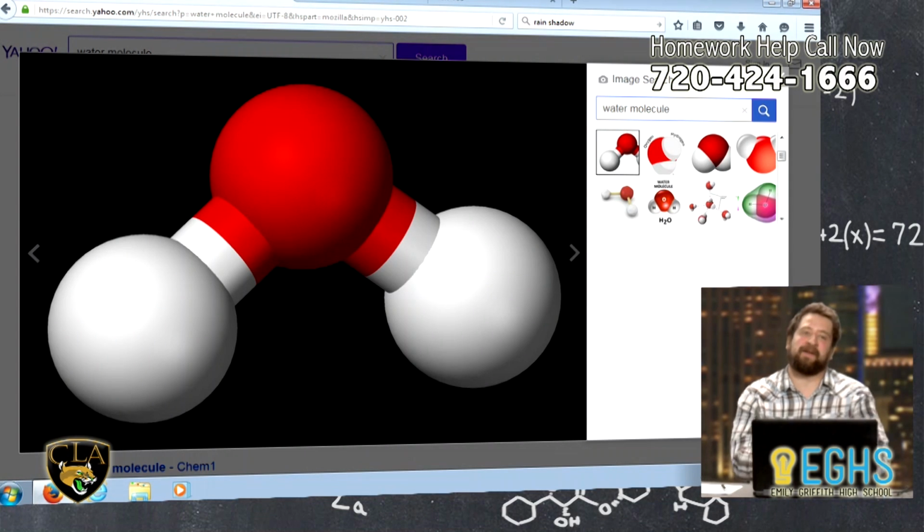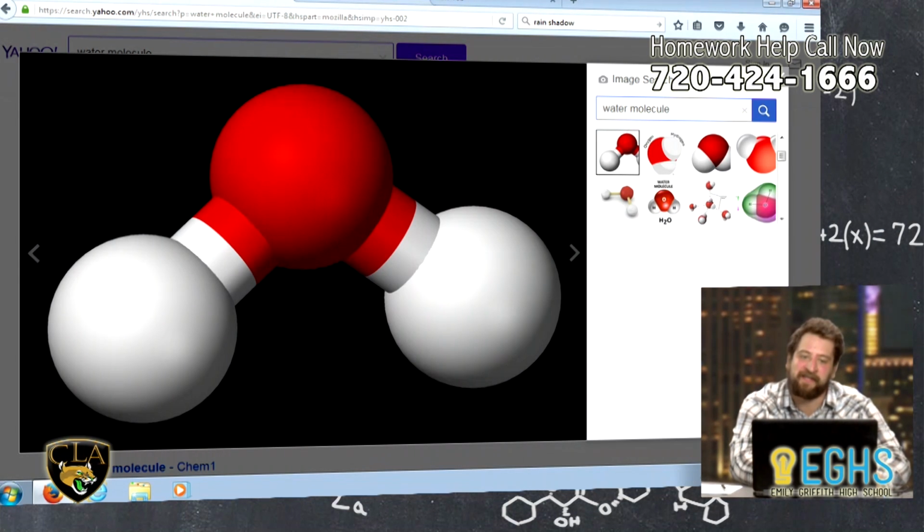A molecule is going to be anytime two atoms are bonded together, and in this case we have three atoms bonded together. It's also a compound because we have more than one element mixed in. So in this case we have two hydrogens and one oxygen hooked together. Hydrogen and oxygen are not the same element, and so this is therefore a compound. Compound being sort of like a mix of more than one thing, two different things put together.